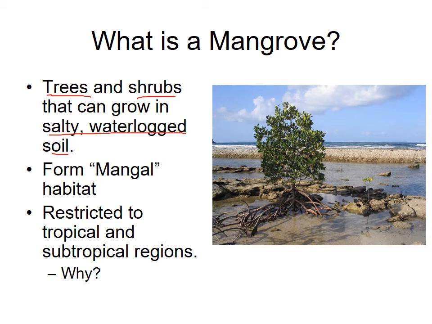A forest of mangrove trees is called mangle habitat. The word kind of reminds me of the word jungle. Jungle is like a tropical forest of trees, and then mangle is an intertidal forest of trees. Mangrove habitats are restricted to tropical and subtropical regions. Why do you think that is?